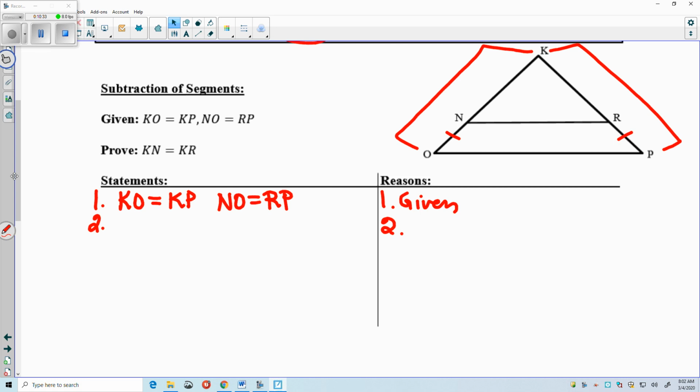Okay, very first thing, if I take all of segment KO and I subtract out, let's say, NO, well, to make it equal to KP on this side, I have to subtract out either NO again, or how about RP, because that is what it is equal to. So just like with the addition, all we did was take this first statement and this first statement and basically combine them. But this time we were using subtraction.